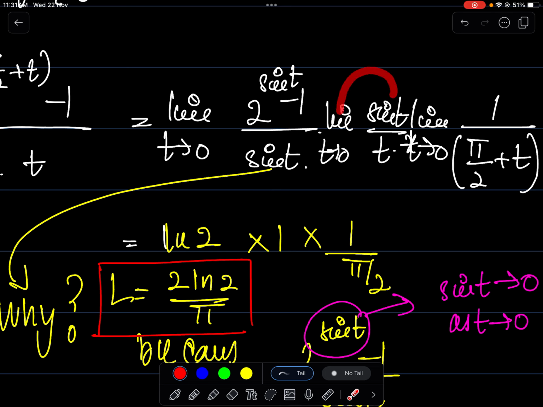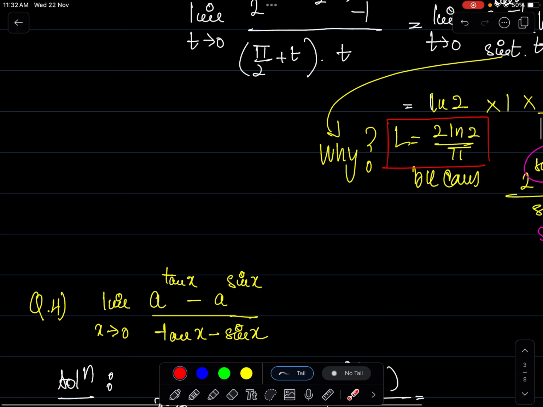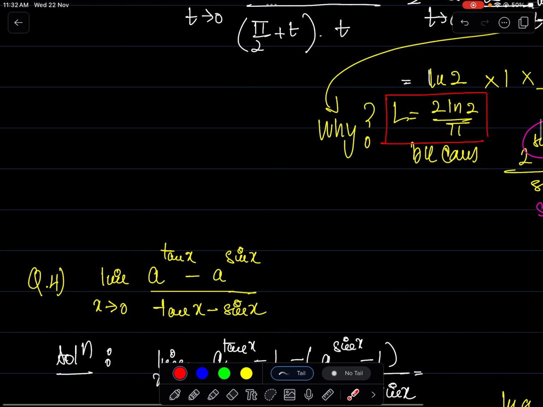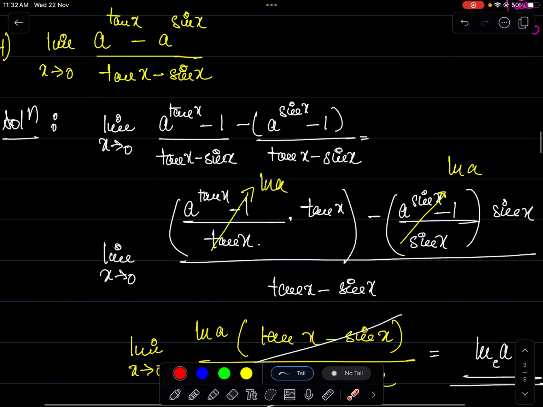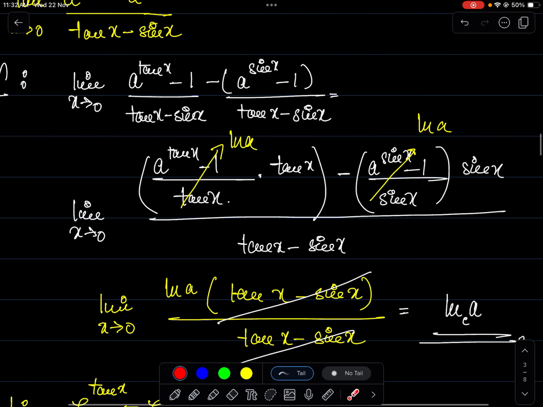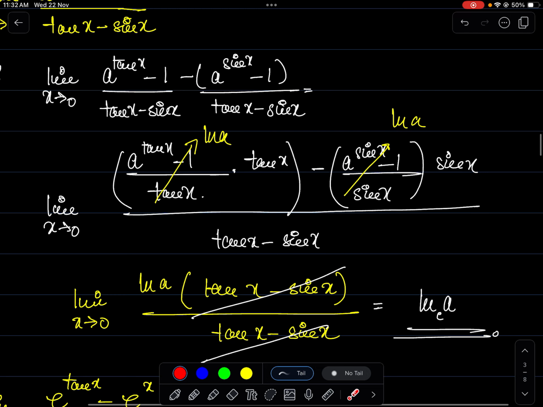Right. Now let's move on to the next problem. You can take 2 minutes to solve this problem. So the question is limit x tends to 0, a to the power tan x minus a to the power sin x, whole divided by tan x minus sin x. Now let's see the solution. So this is the solution.